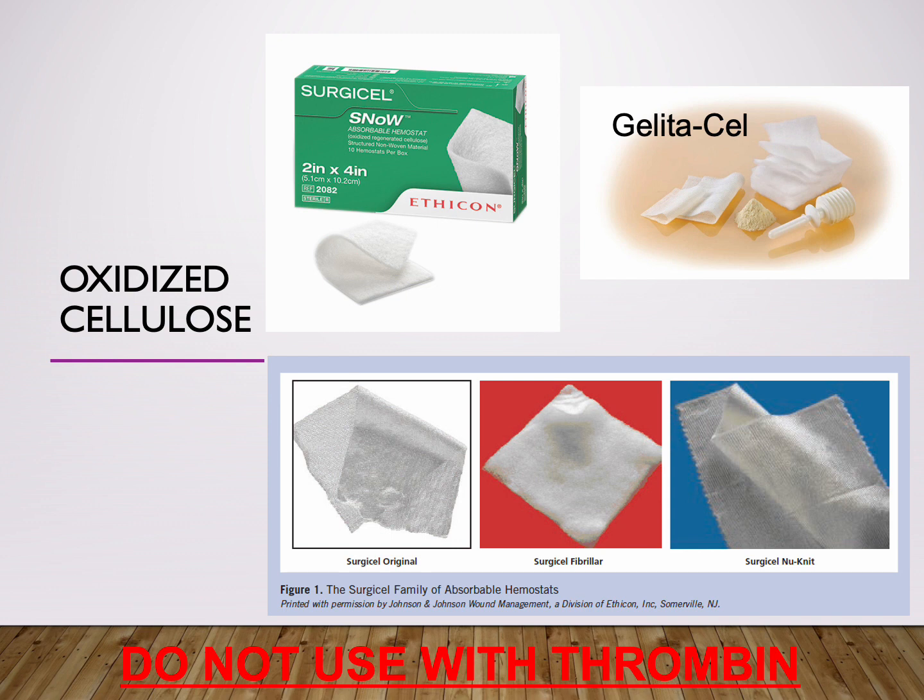Now, top right of your screen, you will see Gelita Cel, and Gelita Cel is 100% organic and is extracted from cotton. So again, it's the vegan version of oxidized cellulose, and its absorption rate is approximately 4 weeks. And as I mentioned before, the surgeon might want to cut the material into smaller strips or even a specific shape, so be sure to have those suture scissors handy.